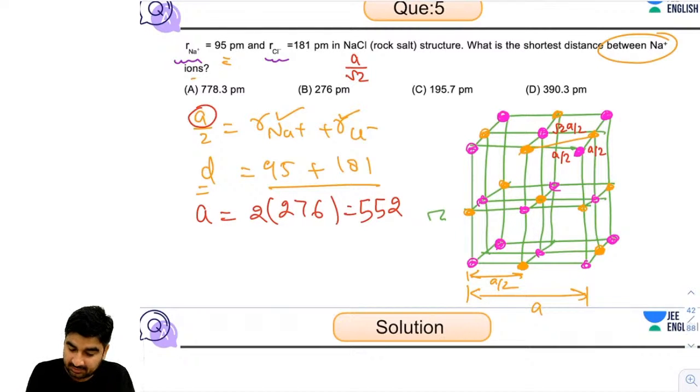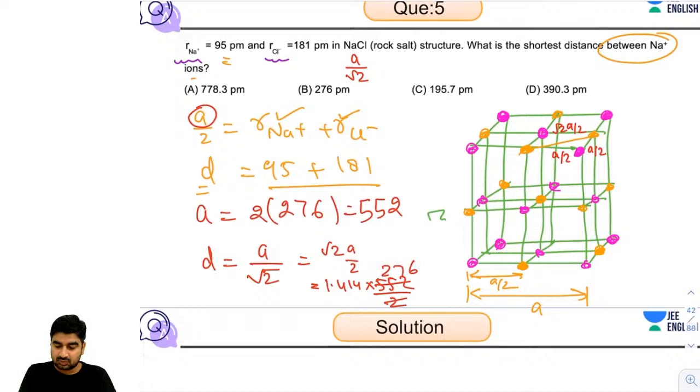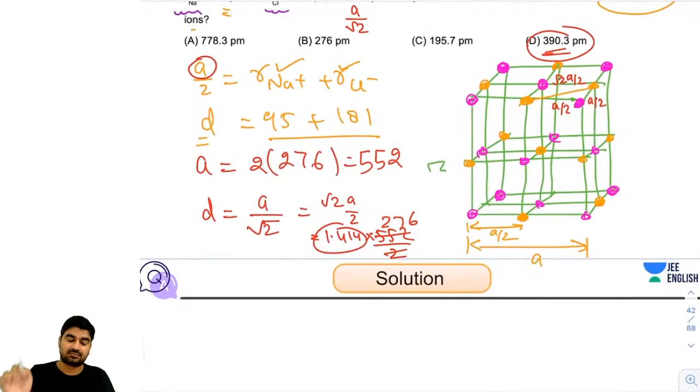And what is the shortest distance here, guys? It will be a by root 2 or root 2a by 2. 1.414 into 552 by 2. So 276 into 1.4, so it will be slightly greater than this, so it will be around this, and your answer will be D. Your answer will be D. Right, guys? I hope you got the answer.